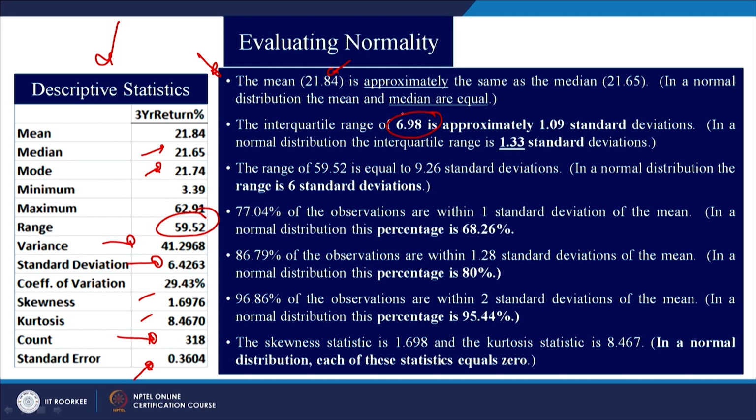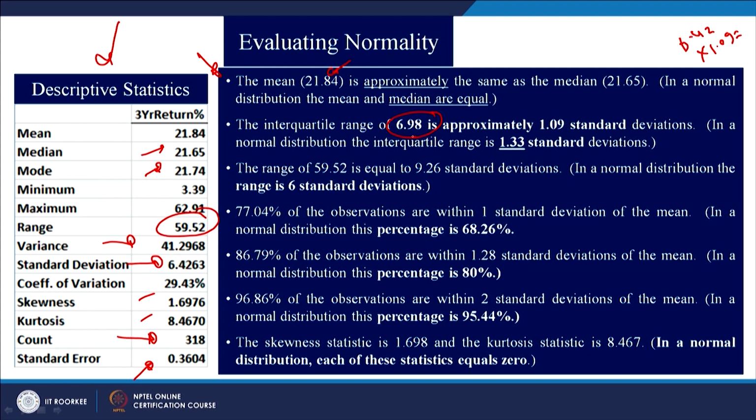If IQR is 1.33 of the standard deviation, we will say that it is a normal distribution. So, it is not exactly 1.33 standard deviation, but it is 1.09 standard deviation. The standard deviation is 6.42, so 6.42 into 1.09, you will get an IQR of 6.92.